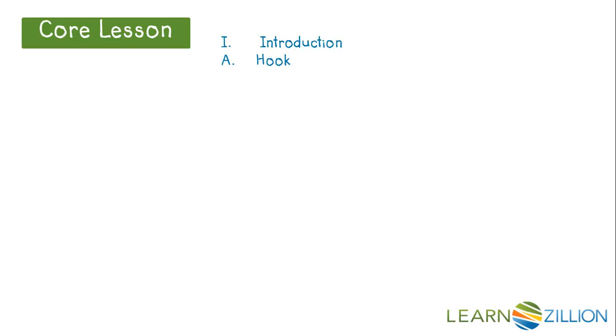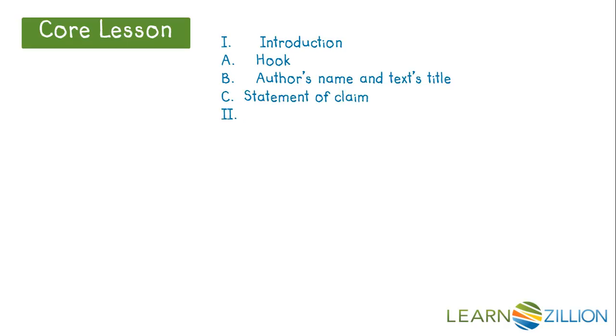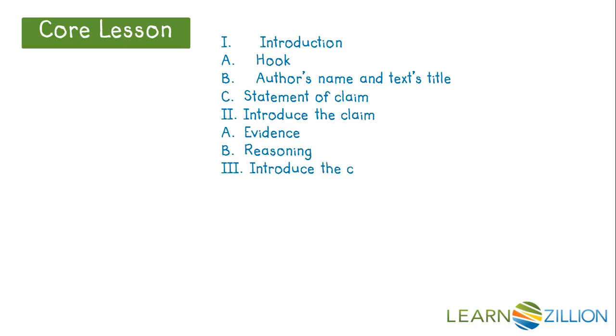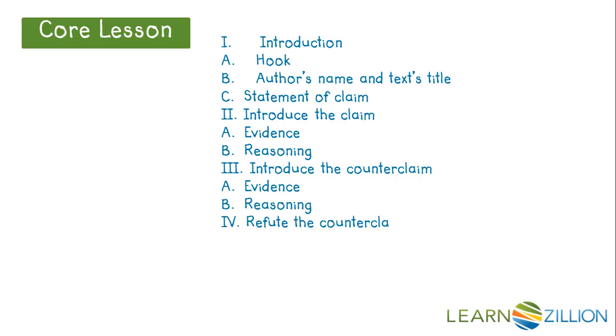So we know that every outline is going to have an introduction, which has a hook, an author's name and the text title, a statement of claim, and then an introduction to the claim. That's the second paragraph, and that paragraph is going to have evidence and reasoning. In the third paragraph, we're going to introduce the counterclaim, which will again have evidence and reasoning. And then in the fourth paragraph, we're going to refute the counterclaim, and that just means to object to it. So then we're going to have evidence and reasoning. And in the fifth paragraph, we're going to write our conclusion.